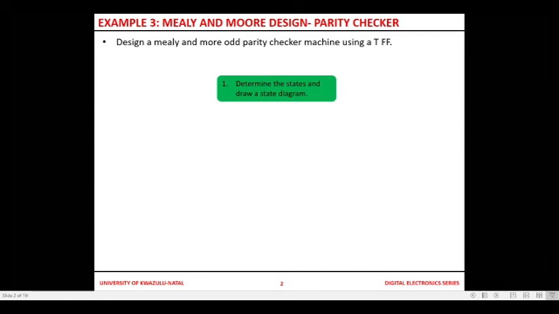You are supposed to design an odd parity checker machine using a T flip-flop. You need to know what odd parity is. If the number of ones is odd, it should return a 1. Assert output whenever the input stream has an odd number of ones.